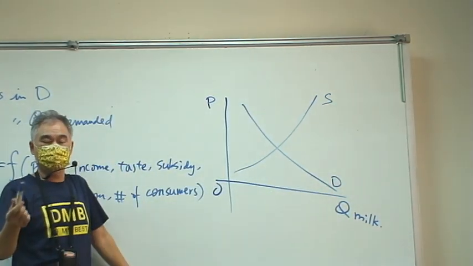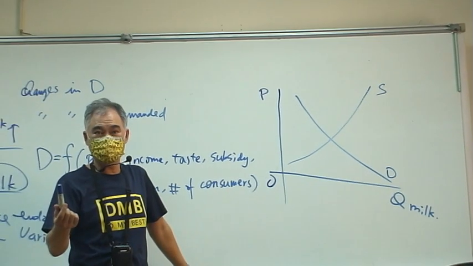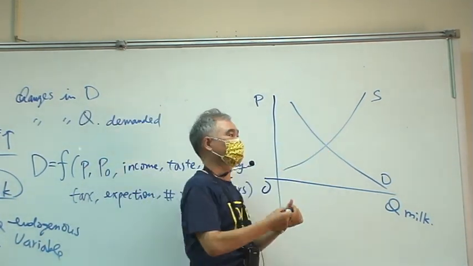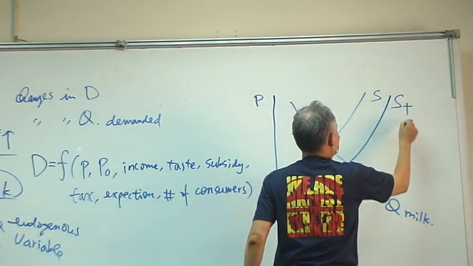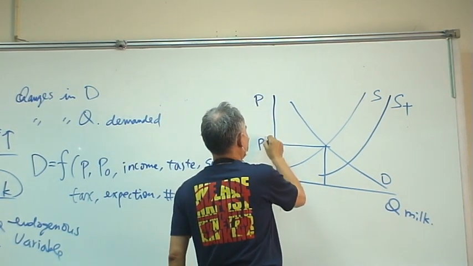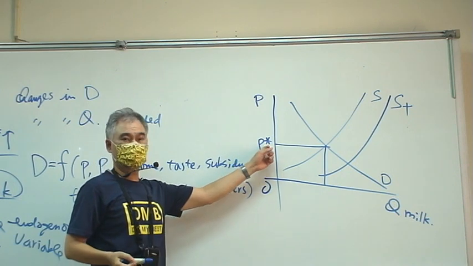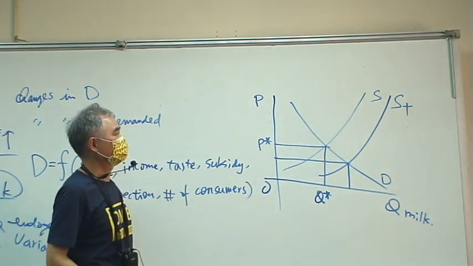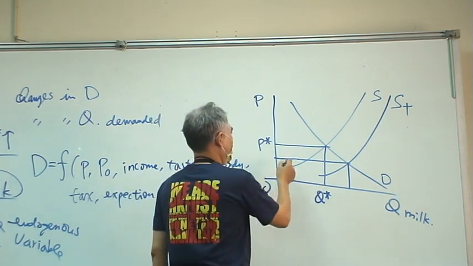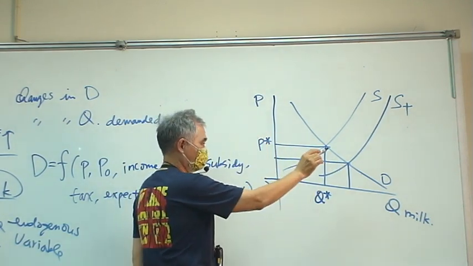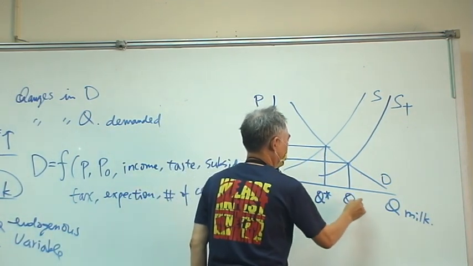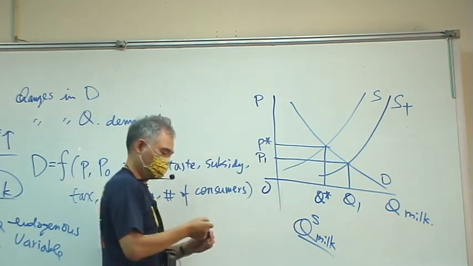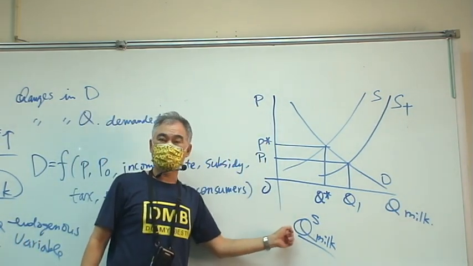So what we have is information. It is a variable, that's weather, okay? When weather becomes better, the cows produce more milk. So the supply curve will shift to the right. Okay, so what do you get? Usually when we say equilibrium, we use a star, okay, P star and then Q star. And so because we have better weather, the supply of milk goes up, then the supply curve shifts to the right. So you get the quantity of milk supplied goes up, right? So this is an exogenous variable to the juice market.